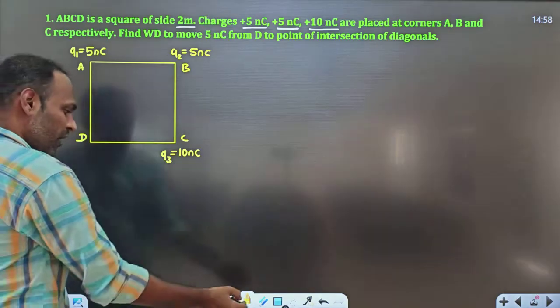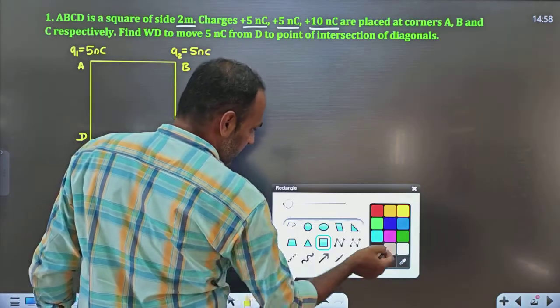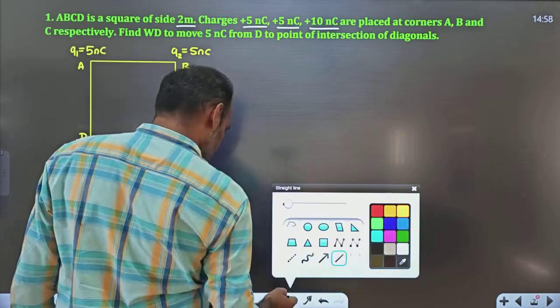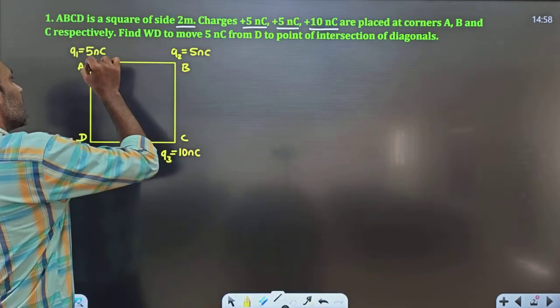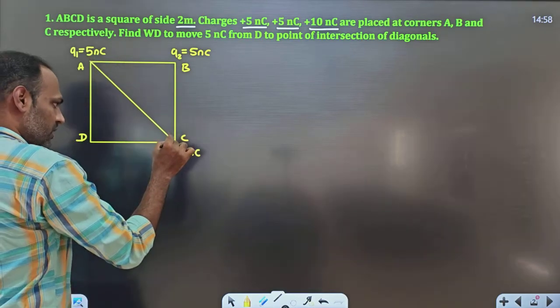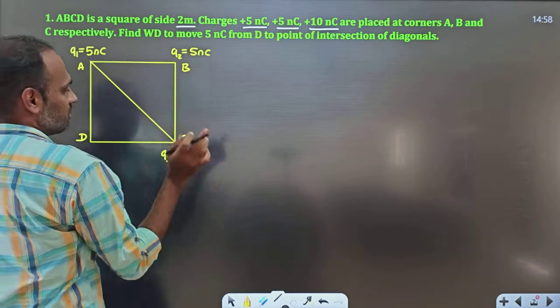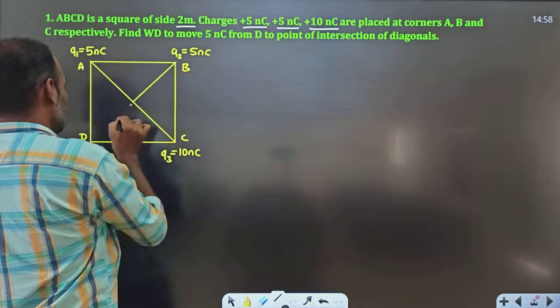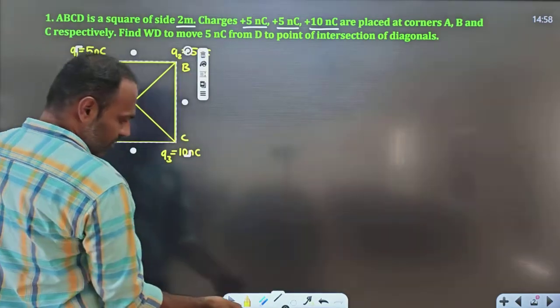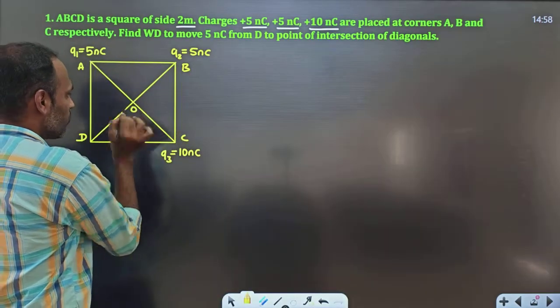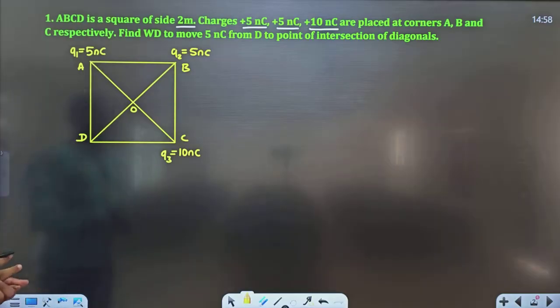Point of intersection of diagonals. First, let us draw the diagonals. The first diagonal is from A to C and the second diagonal is from B to D. I will name this point as O. This is the center of the square, or the point of intersection of diagonals.